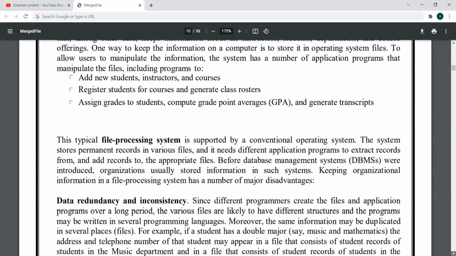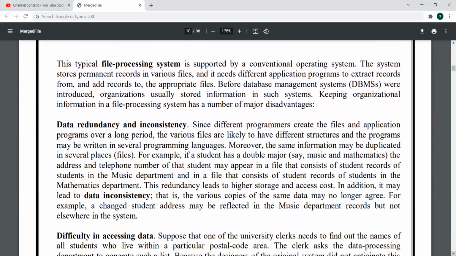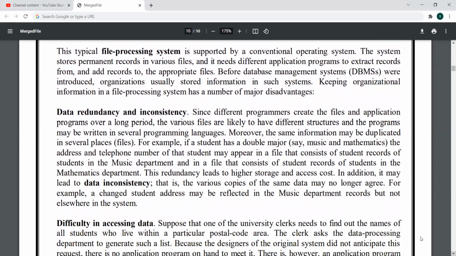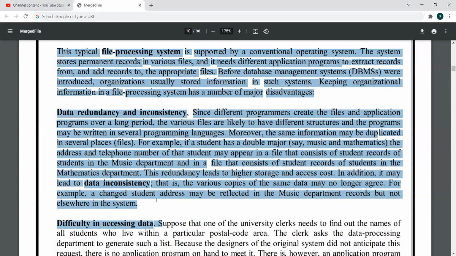This type of file processing system is supported by a conventional operating system. The system stores permanent records in various files, and it needs different application programs to extract records from, and add records to, the appropriate files. Before database management systems, this file processing system was used.